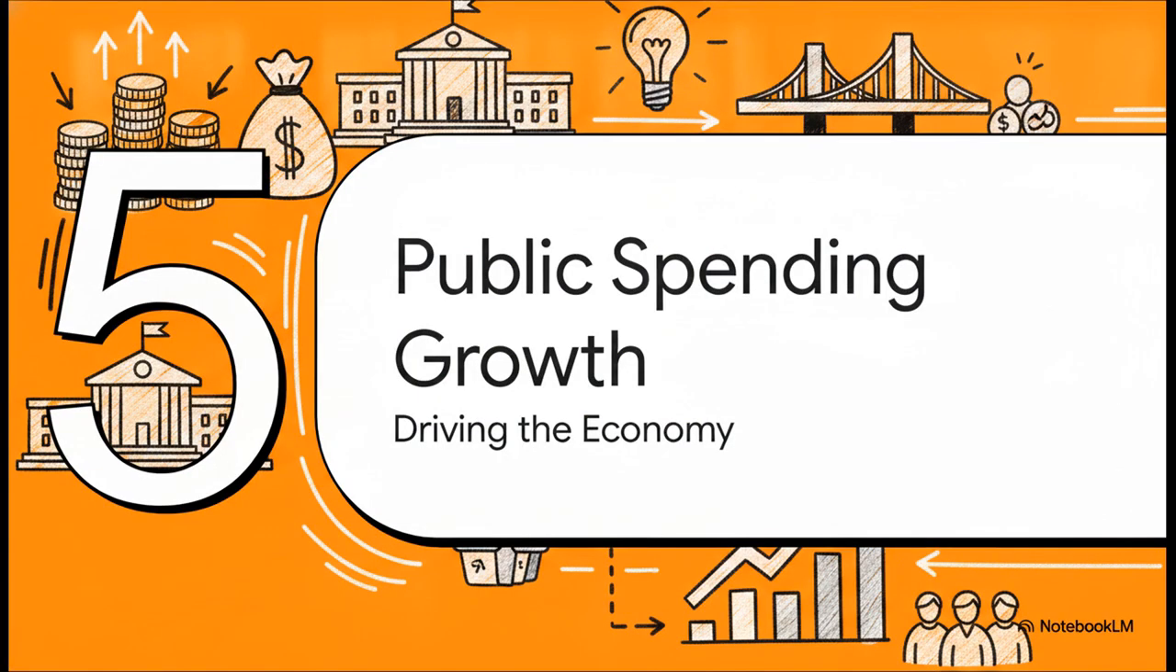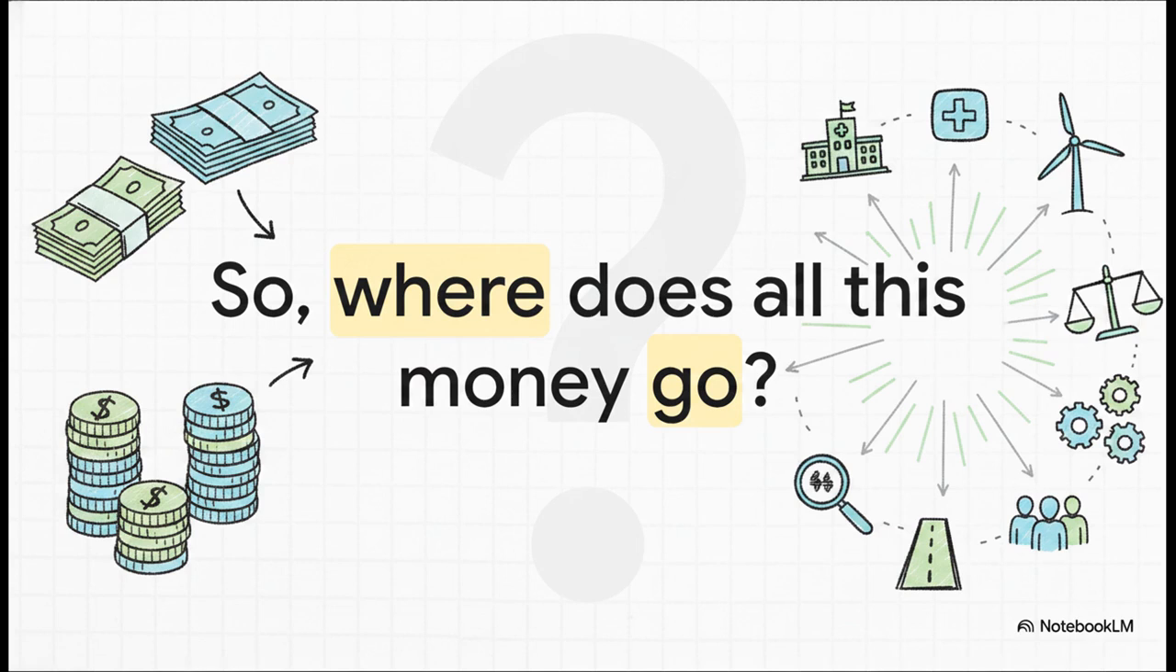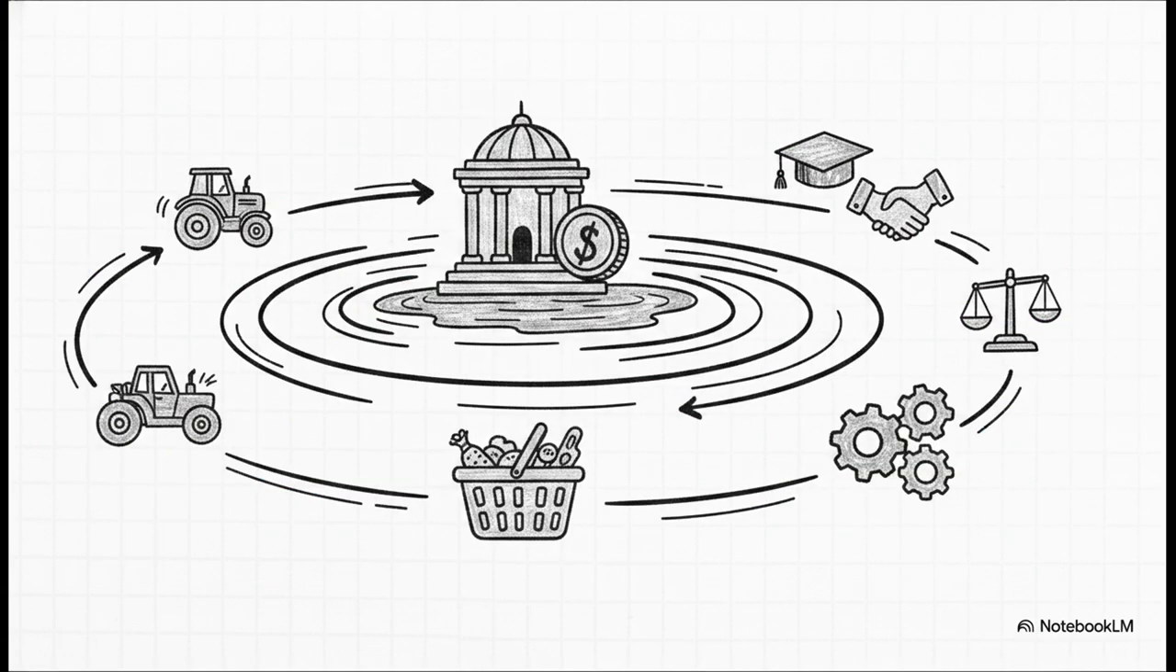All right, Section 5, Driving Growth with Public Spending. It is so easy to view taxation as just money leaving our pockets into the void. But public expenditure is absolutely not a black hole. It's a highly calculated, vital tool that governments use to maintain our collective needs and the overall economic welfare of the citizens. When a government spends, it triggers a massive ripple effect.